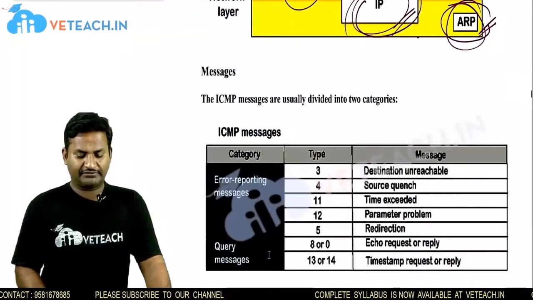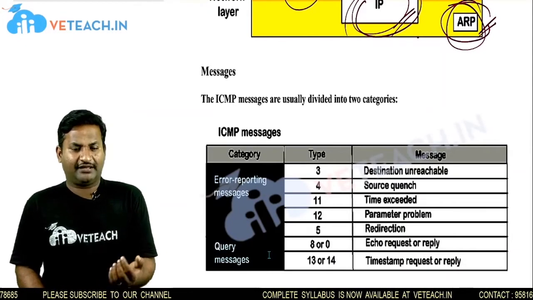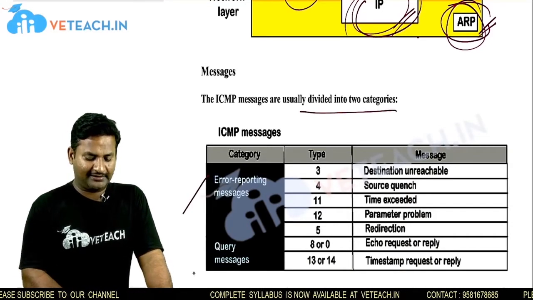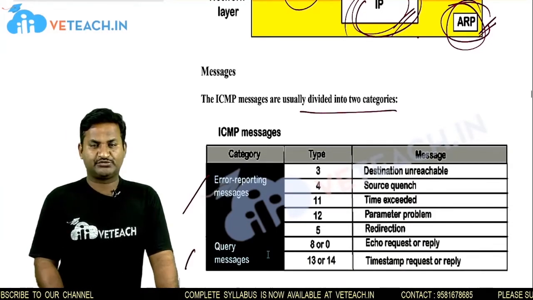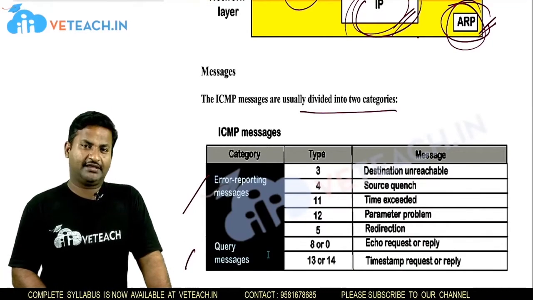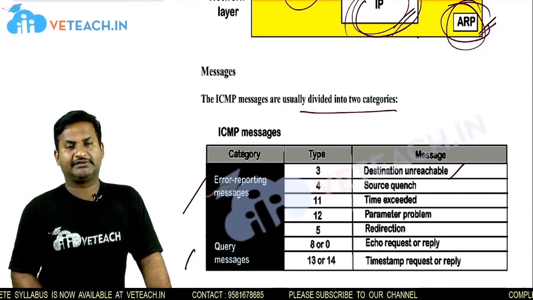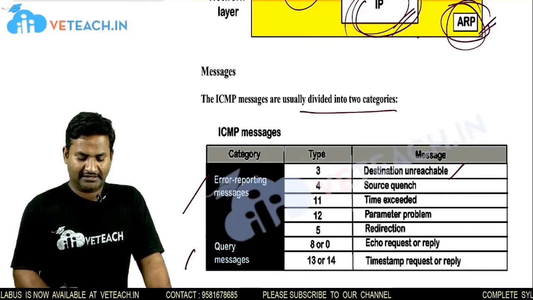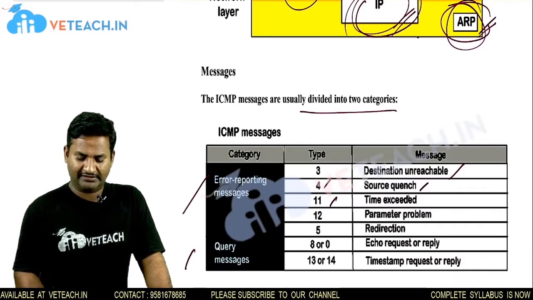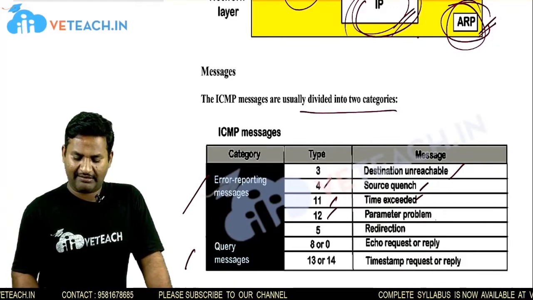The replies coming from the router in ICMP messages are usually divided into two categories: error reporting messages and query messages. Error reporting messages are different from query messages. Type 3: the router sends a type 3 error, destination unreachable. Type 4: source quench, an error message. Type 11: time exceeded, meaning the transmission time has exceeded. Type 12: parameter problem.